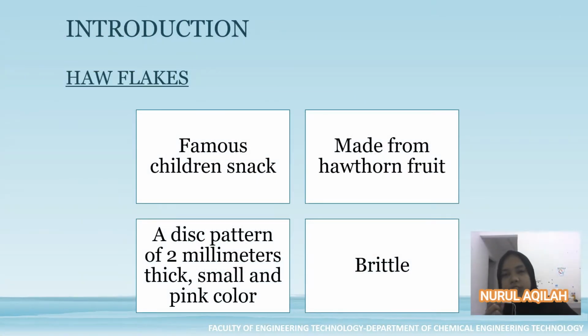So for the introduction part, the item chosen for this project is Haw Flakes. It's one of the most famous children's snack foods that's sour and also tastes a bit like a membrillo. Haw Flakes are made from hawthorn fruit with a disc pattern of 2 mm thick, small and pink in color. They typically come in snacks like small rolls as well as brittle, when they peel off each one of the discs from the stack one after another.